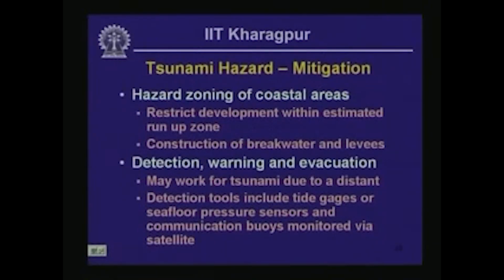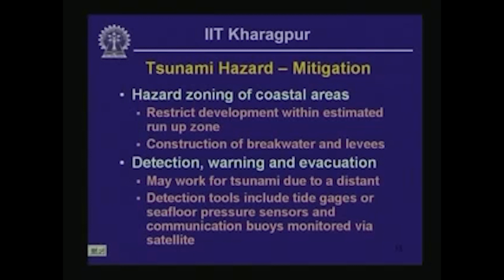For hazard mitigation, there are basically two strategies. Number one is hazard zoning of coastal areas, where we try to restrict development within the estimated run-up zone or estimated wave height of the tsunami. And secondly, construction of breakwaters and levees some distance away from the shoreline that is under the influence of tsunami waves.